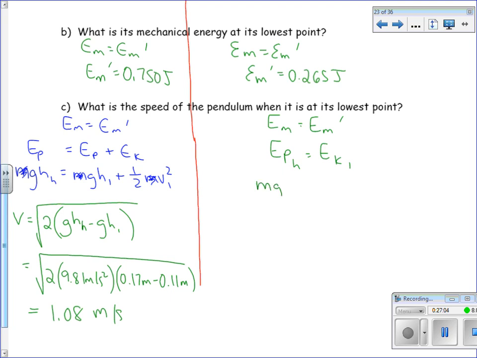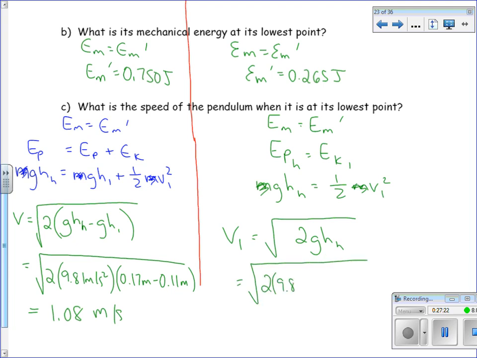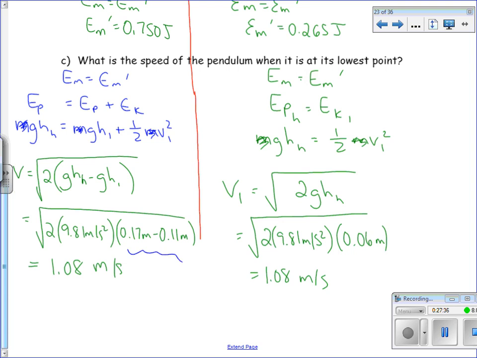So we have mgh at the highest point equals 1/2 mv squared at the lowest point. Again, cancel masses. And then velocity at the lowest point is just the square root of 2 times g times h at the highest point, which is 2 times 9.81 meters per second squared times 0.06 meters, which gives you 1.08 meters per second. And I want you to notice how I wrote that for this one, right? I factored this a little bit to show that we're doing the same calculation, because 0.17 meters minus 0.111 meters is 0.06 meters.